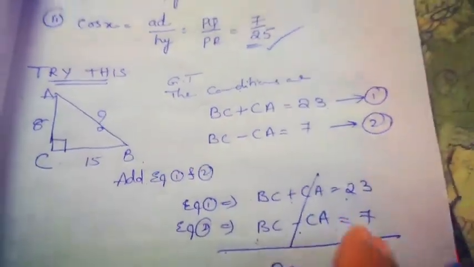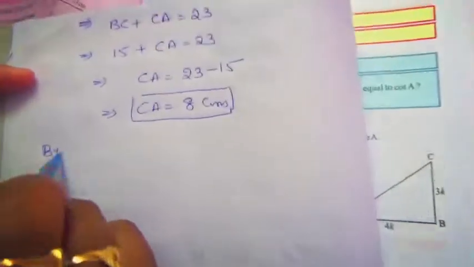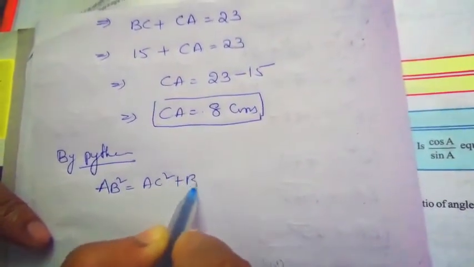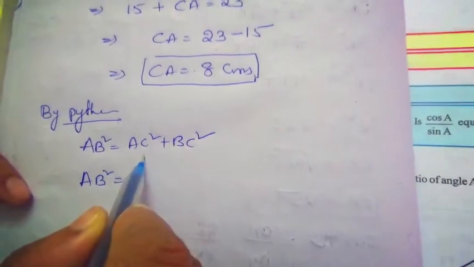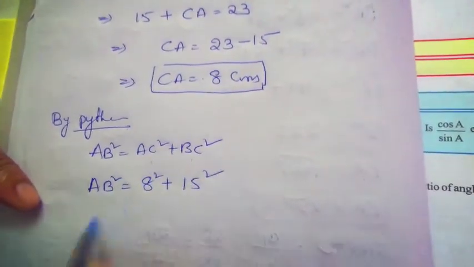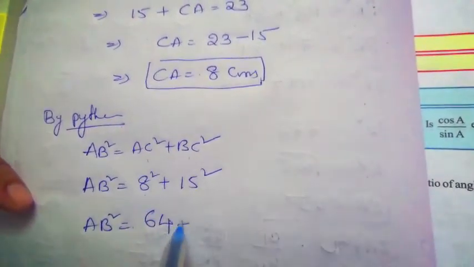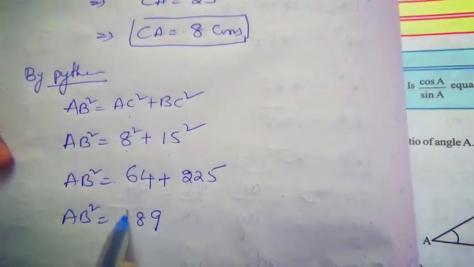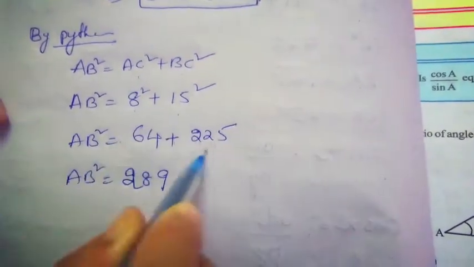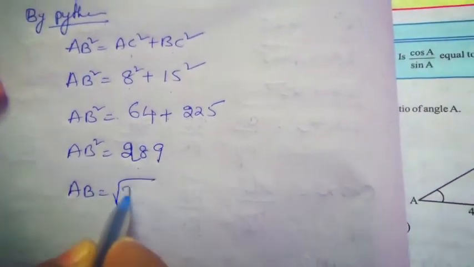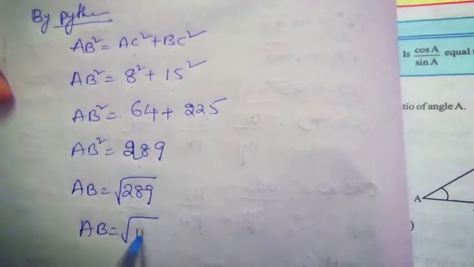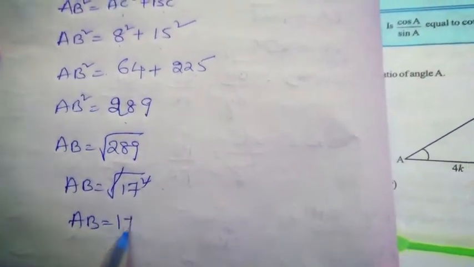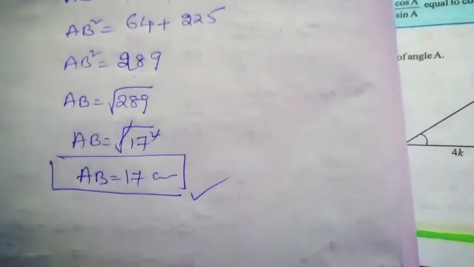We have to find out this one. It is a right angle triangle now. By Pythagoras, AB square is equal to AC square plus BC square. That is, AB square is equal to 8 square plus 15 square. AB square is equal to 64 plus 225. When you add this, you get 289. AB is equal to the square root of 289. AB is equal to the square root of 17 square. That is, AB is equal to 17 centimeters.